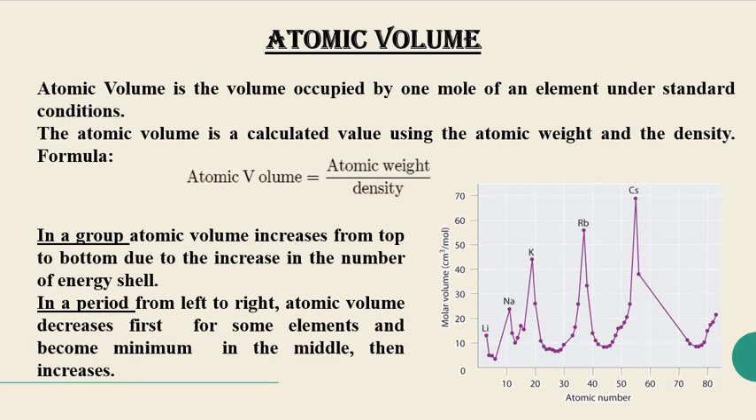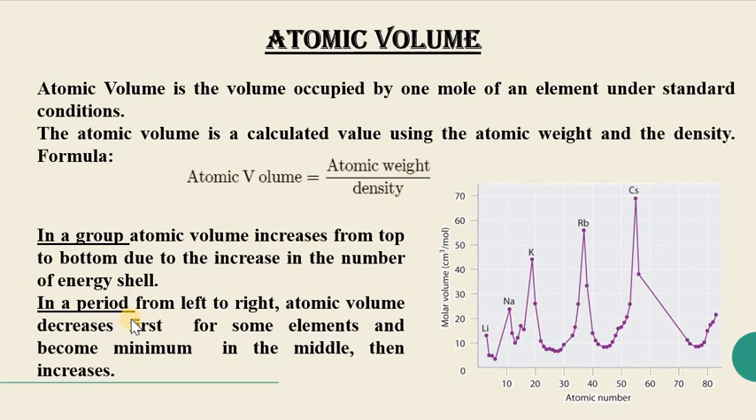If we are talking about the trends of atomic volume in a group, usually atomic volume increases from top to bottom. That means when we go down in a group, the atomic volume increases. This is because of the increase in the number of shells. As we go down, the number of shells increases, like in the first period it is 1, second it is 2, in third period it is 3. So obviously when the number of shells increases, the volume also increases.